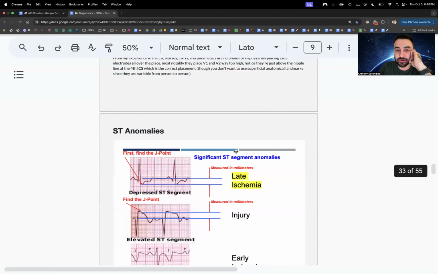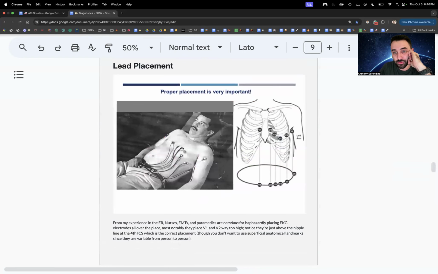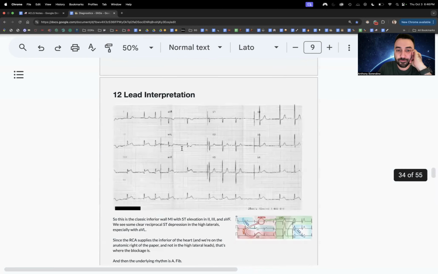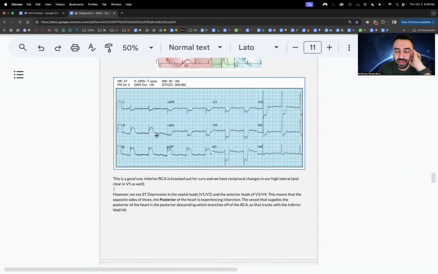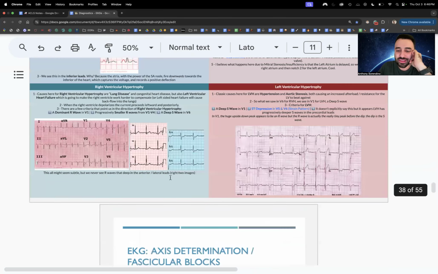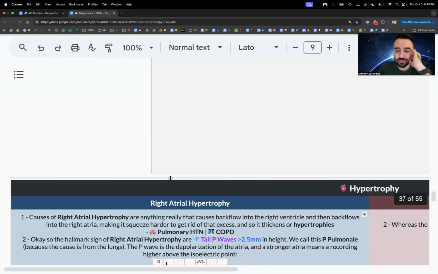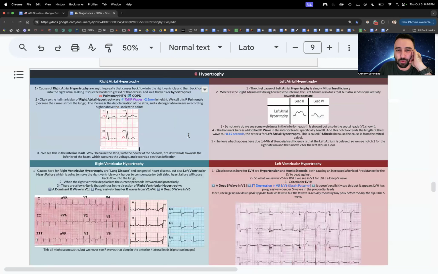Everybody's anatomy is a little bit different, but for a lean male like this guy, V1 and V2 are right above the nipple line. That's like a pet peeve. There are different types of STEMIs, whatever. Hypertrophy, yeah, it's a thing, but I don't put a lot of weight into this. I've never seen this come up on a smarty pants question. I just don't care about it as much.